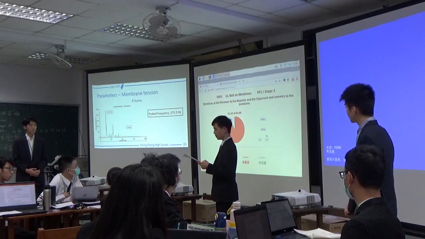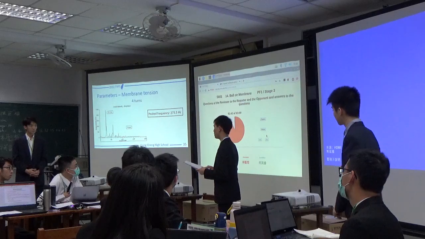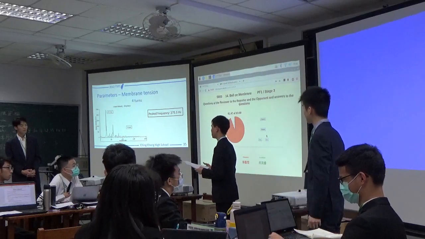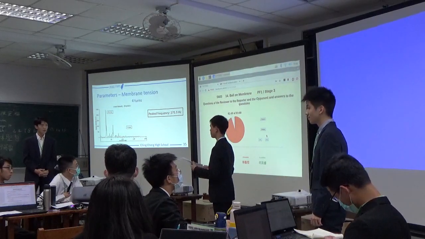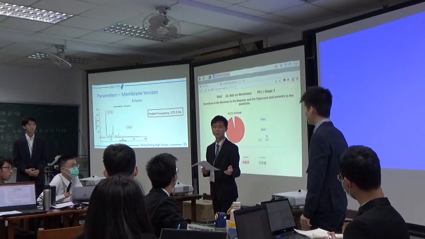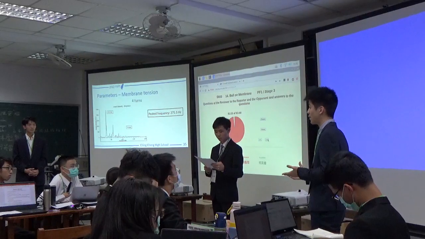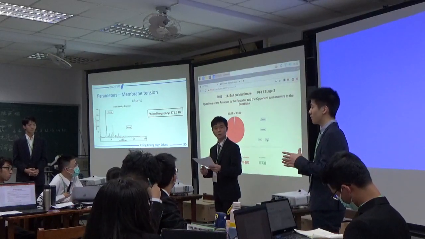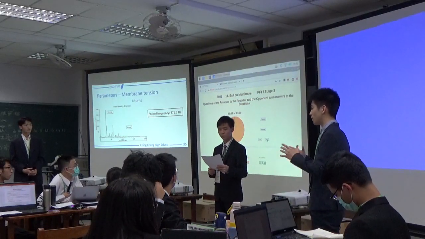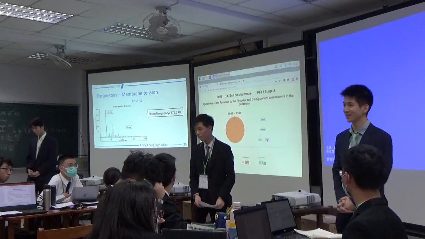And do you think the shape of the membrane, for example, a square membrane or a circular membrane that you're using in your experiment, will affect the result? Yes, I do think so. And how about the opponent? Yes, we do think so because we believe the origin of the sound is the vibration of the membrane. So if we have a different shape of the membrane, for example... Okay, time's up. Thank you.